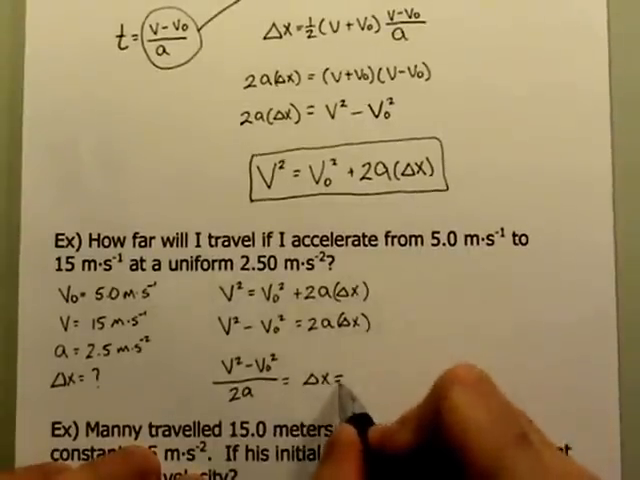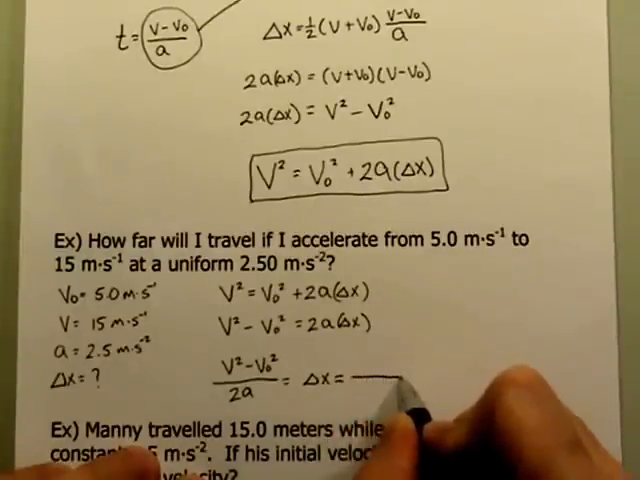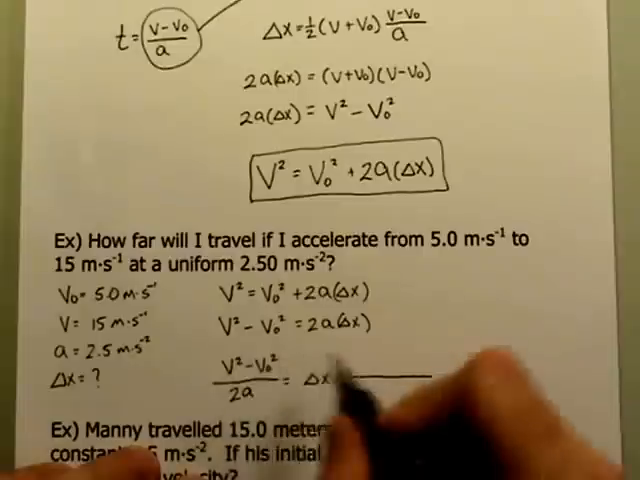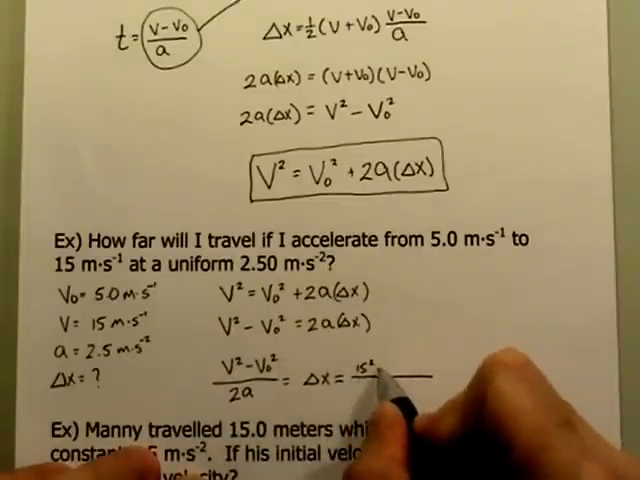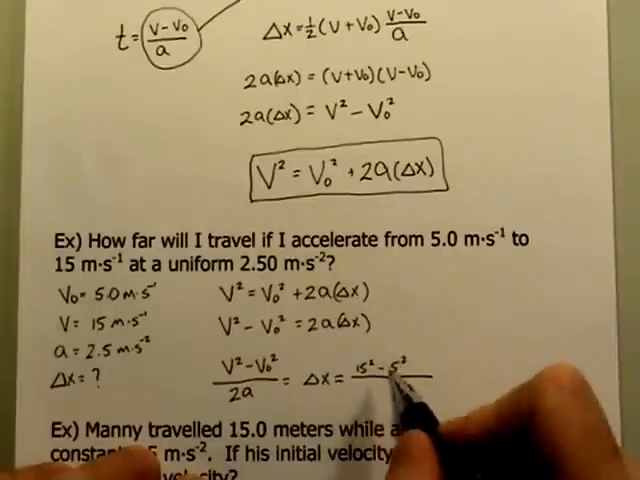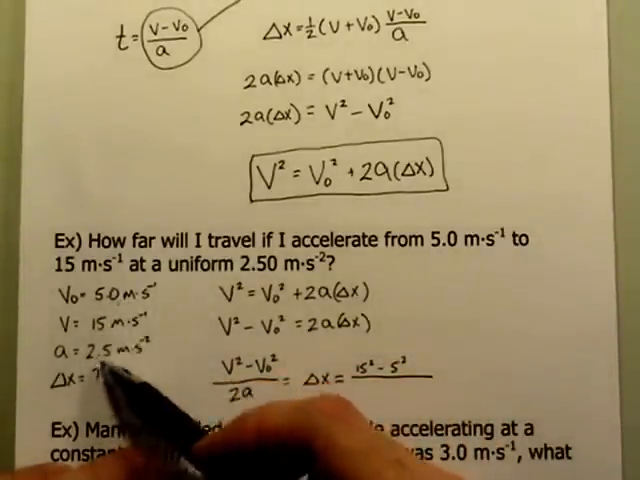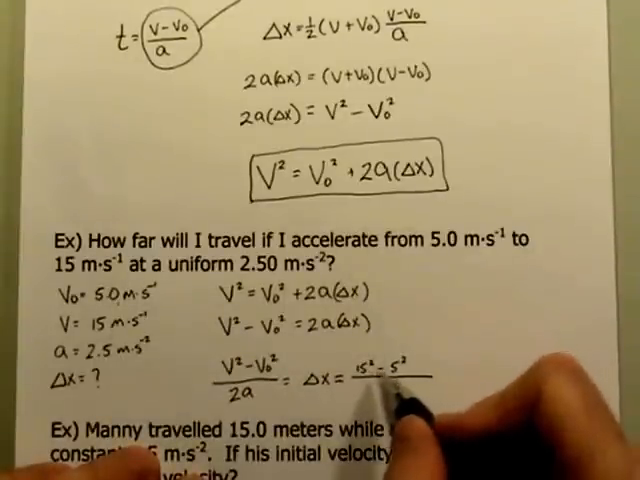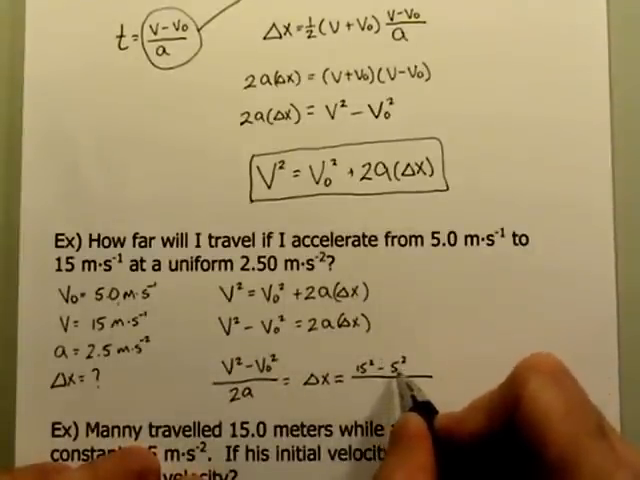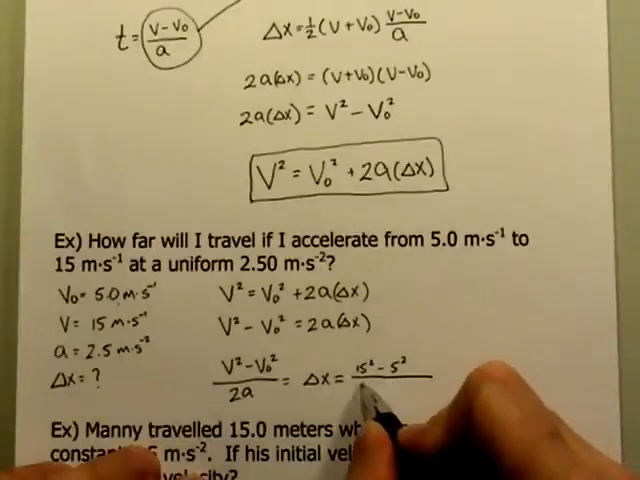And so with the delta x by itself on the other side, now we can start plugging in numbers. I have v, which is 15 squared minus 5. When I plug in the numbers, I tend to drop off the significant figures. I can always go back here to figure it out in the end. But just to make the math a little easier, a little cleaner, I tend to not write the 5.0. You certainly can, though. There's nothing wrong with doing that. And we're going to divide that by 2.